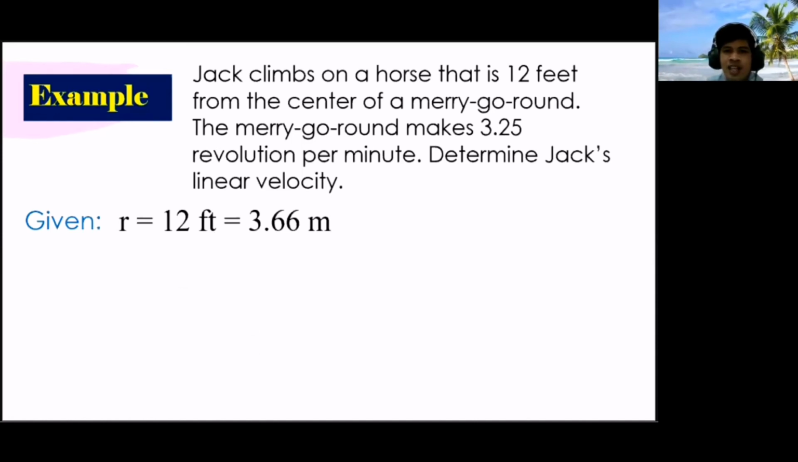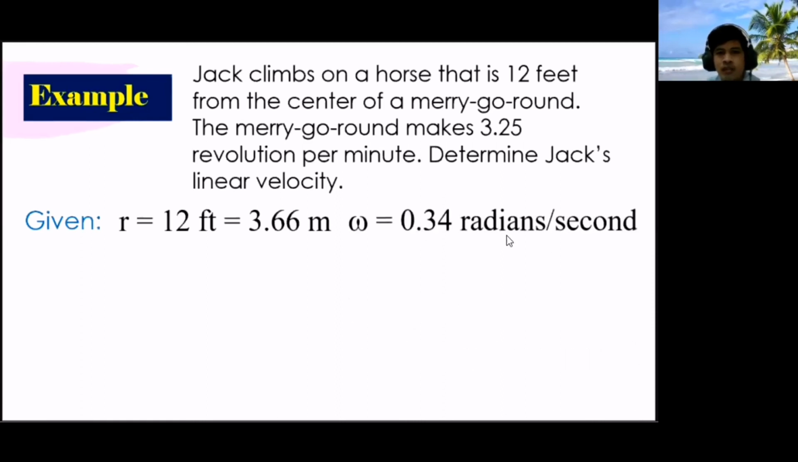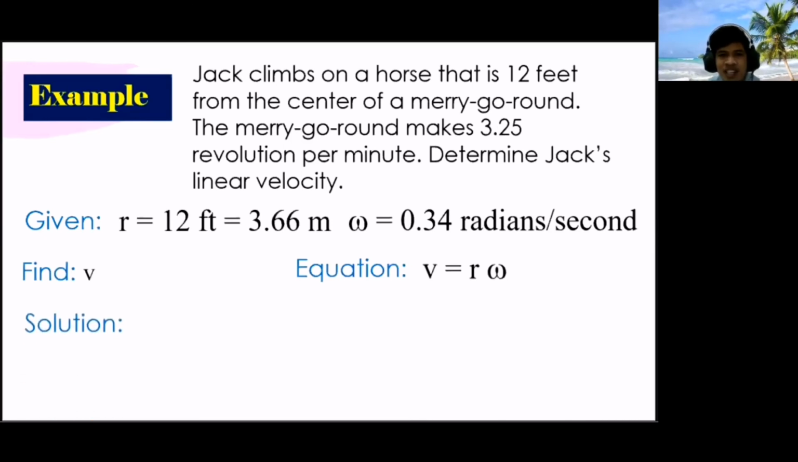And then what else? The angular velocity that we have solved already, which is 0.34 radian per second, and you are to find the linear velocity. So you can use this equation: V equals R multiplied by the angular velocity. Okay, what's the answer? Very easy. Another 2 points.